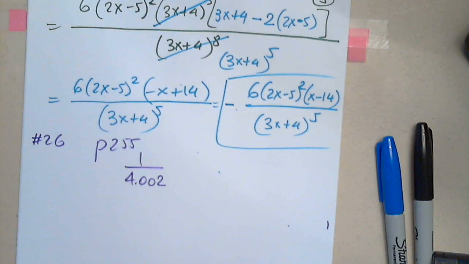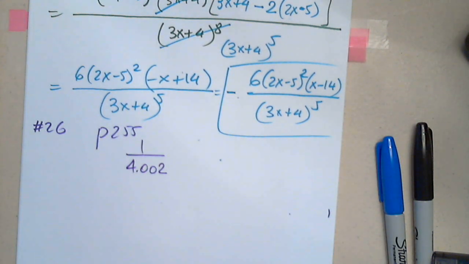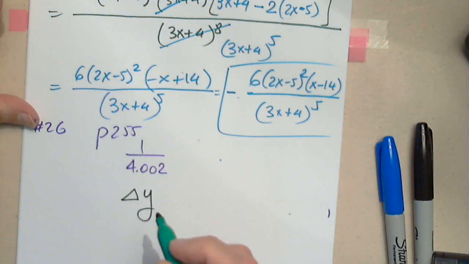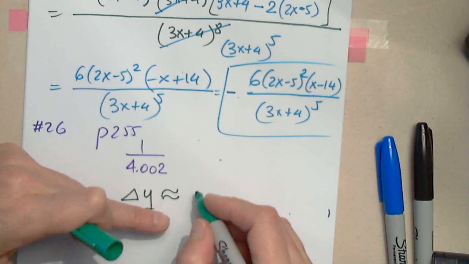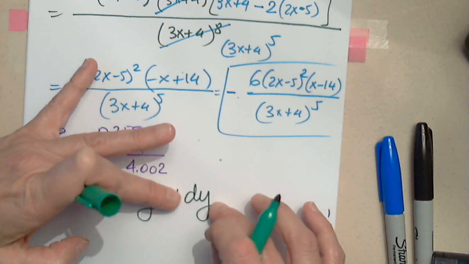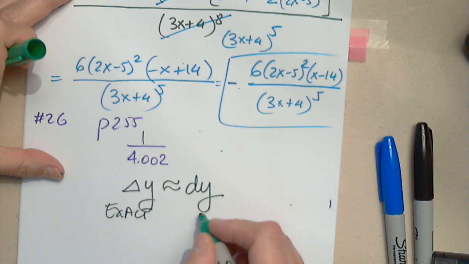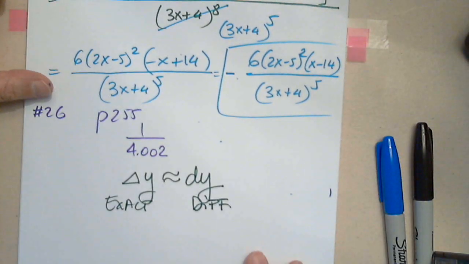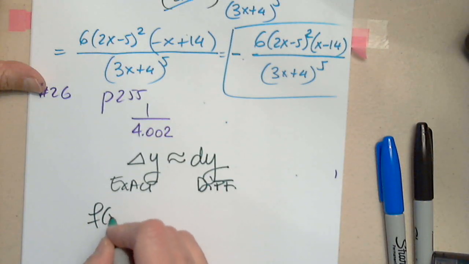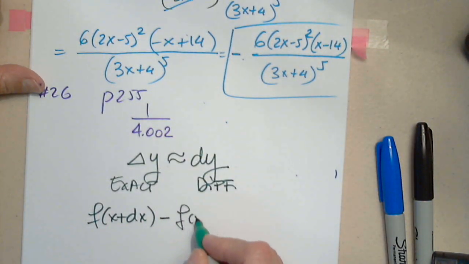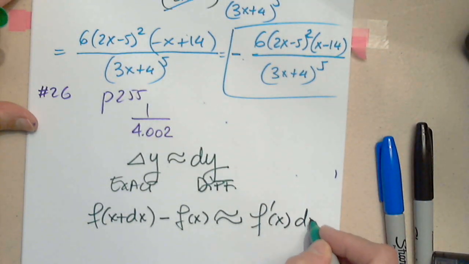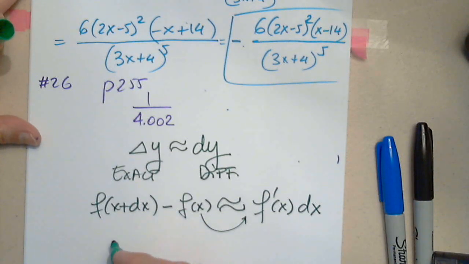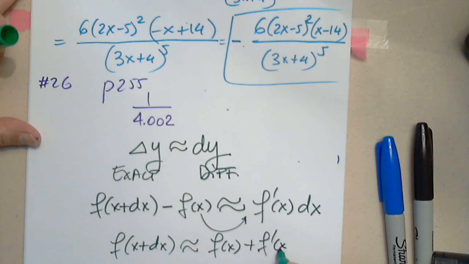Okay, very good. Remember, I don't want you to memorize this, but we established that delta y, the exact change in the function for a change in x, is approximately equal to dy, the differential of the function, which is not the derivative. This is the exact, and this is the differential, which is obtained with the derivative. So the left-hand side, the exact, is f of x plus the change minus the original f of x, which is approximately, and please do not confuse this with the derivative, f prime of x times dx. And of course, I'm going to move f of x. So f of x plus dx is approximately f of x plus f prime of x dx.